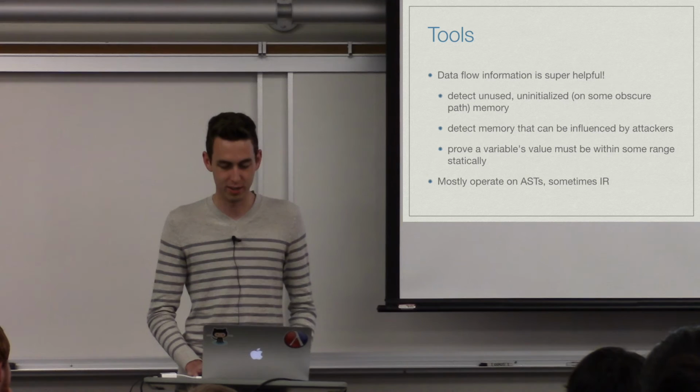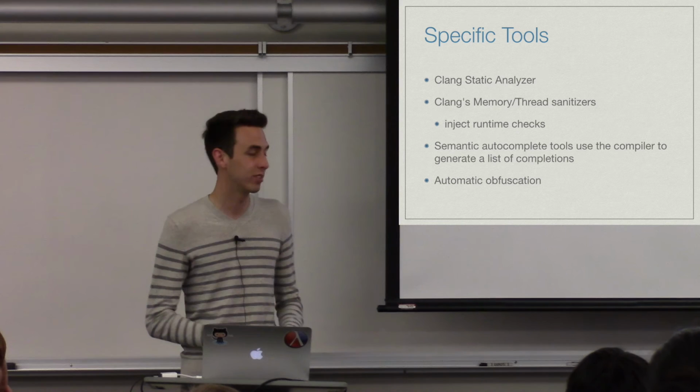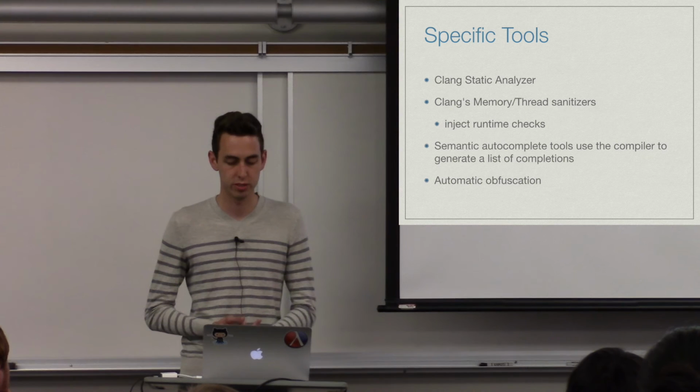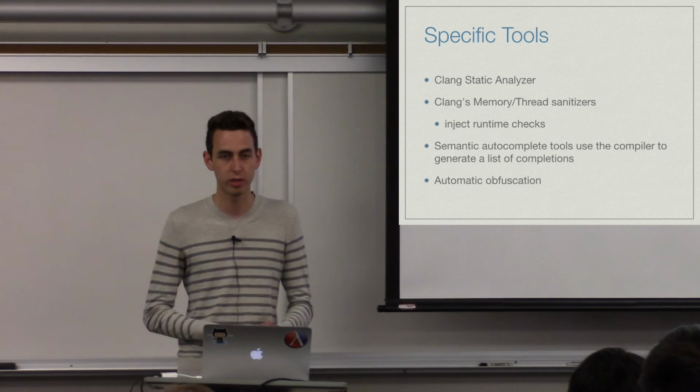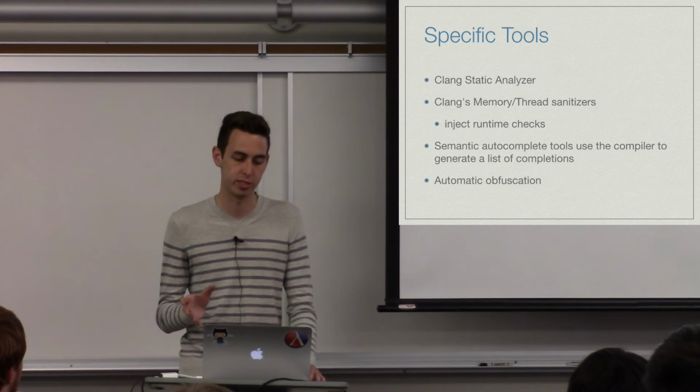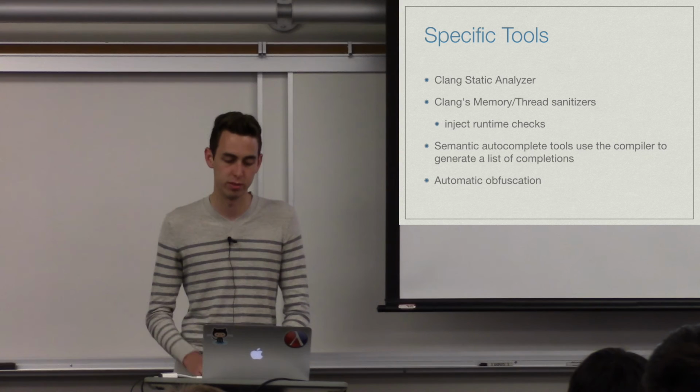So some specific tools, like I've been saying, the Clang Static Analyzer is really awesome and pretty easy to use. Clang also has things called memory and thread sanitizers that will inject extra code into your binary that make it run way slower, but they do a lot of runtime checks to make sure that you're accessing memory correctly, that threads aren't stepping on each other's toes. Things that you can't prove statically, at least in languages like C, and it helps you detect some of those really hard to find errors.